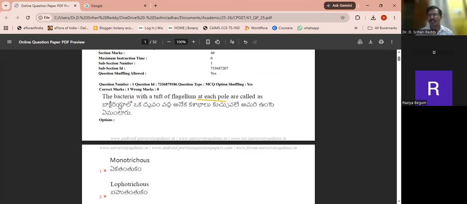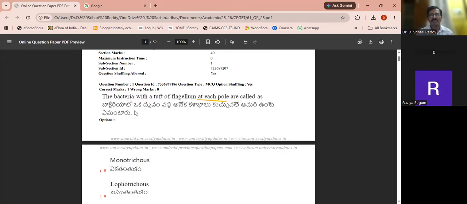So we should very carefully observe the question. Here they ask, the bacteria with a tuft of flagellum at each pole. They may sometimes ask as both the poles. Okay. And here you can observe in Telugu medium, the translation is wrong.